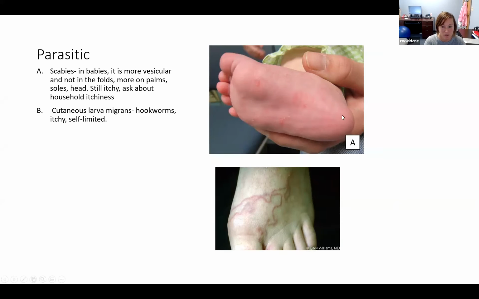What I didn't know was in this little picture A, this was my patient that I saw. He's a little baby, and he had these little solitary lesions. So nothing in the folds, and nothing where you could see the little travel path of the scabies, right? Things that you're classically taught. So in babies, scabies is more just these vesicular lesions, these little spots that are itchy, and they're not going to be in the folds or in the locations that we're used to. They're going to be more palms and soles.